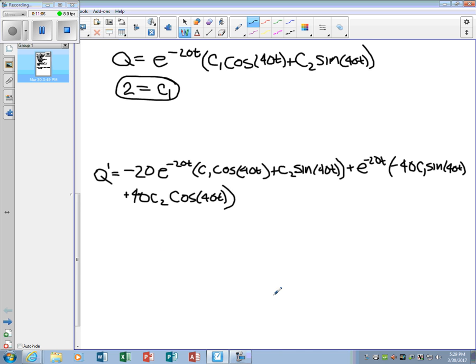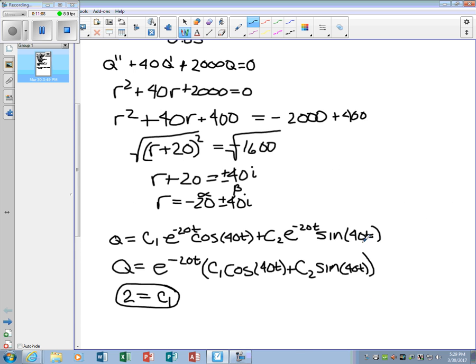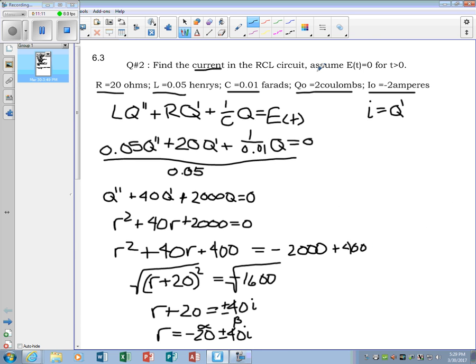Now our second initial condition. We don't have Q, but we have i.